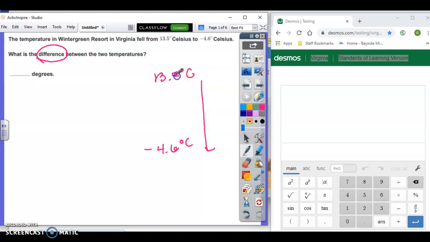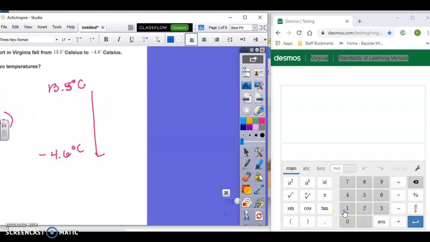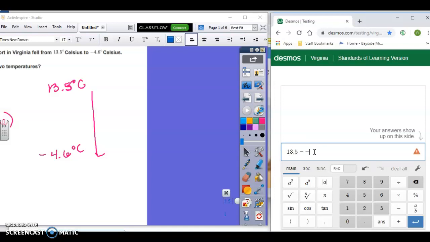So one way to think about this is, number 1, the keyword is difference, so you should be subtracting. So you would type in your calculator 13.5 minus the number, which is negative 4.6. So if you type that in your calculator, you have 13.5 minus negative 4.6. And the answer is 18.1.